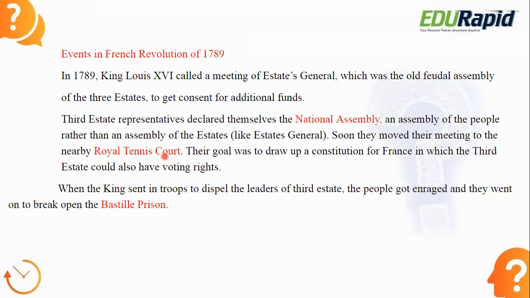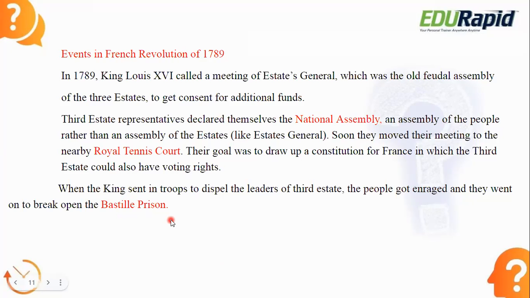Okay, when the king sent the troops to dispel the leaders of the third estate at the Royal Tennis Court, the people got enraged and they went on to break open the Bastille prison. Such an event also happened. See, Bastille is a prison in France. So this movement is known as the Bastille prison movement.